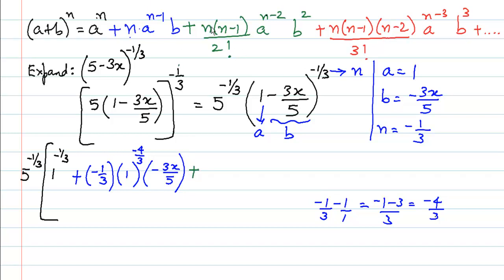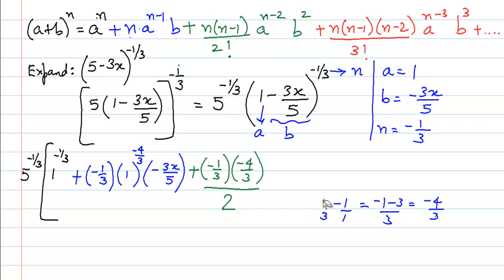plus n into n minus 1. So we have minus 1 upon 3 into minus 1 upon 3 minus 1. So we have minus 4 upon 3. We already have done that. The whole upon 2 factorial. 2 factorial is 2.